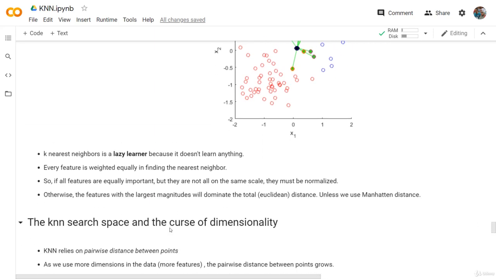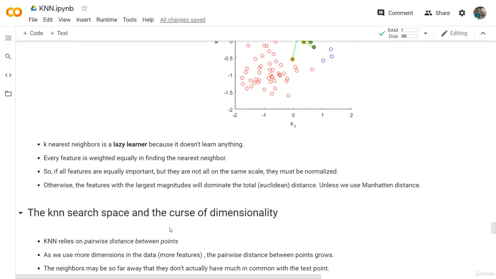In the next lesson, we will understand a very important problem and a limitation for the KNN algorithm, which is a search space and the curse of dimensionality. So let's go.